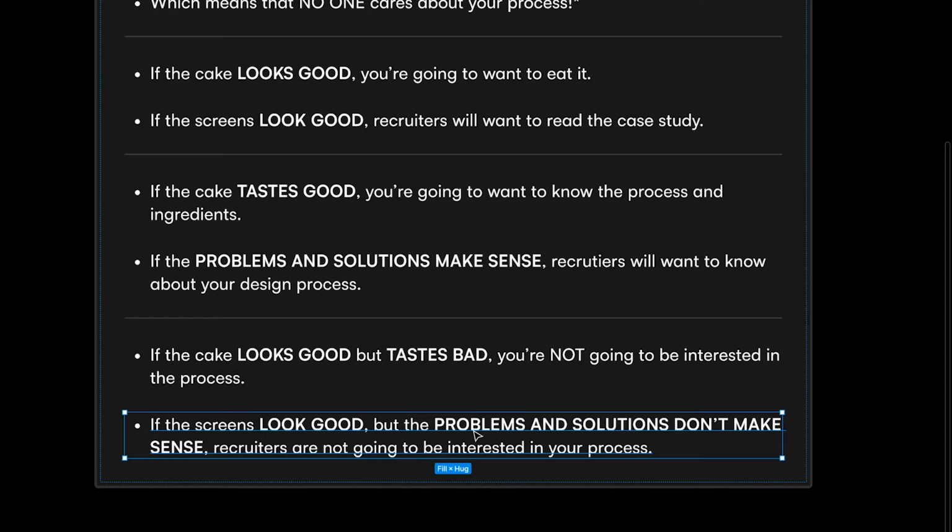You might at least get an interview, right? So it's not that just because your problems and solutions aren't correct, you're not going to get an interview or something like that. Don't try to make a one-to-one correlation over here between the bakery example and product design. I'm just trying to give you an overall example so that you understand how recruiters think and how you need to draft your case study.